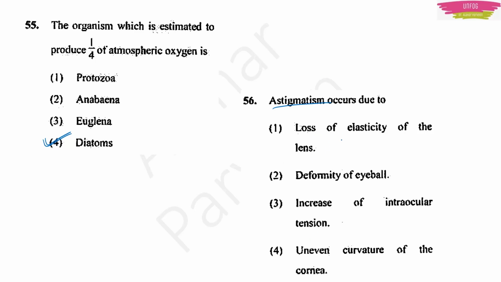Option 1 is loss of elasticity of the lens. No, we are talking about the shape of the lens or cornea. Option 2, deformity of eyeball. Wrong answer. Option 3, increase of intraocular tension. Wrong option. And then we have fourth option, which is uneven curvature of the cornea. So uneven curvature or uneven shape, these can be used synonymously. So option 4 is the right answer.